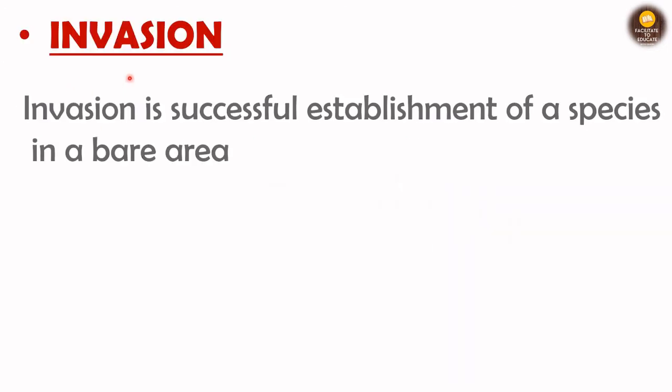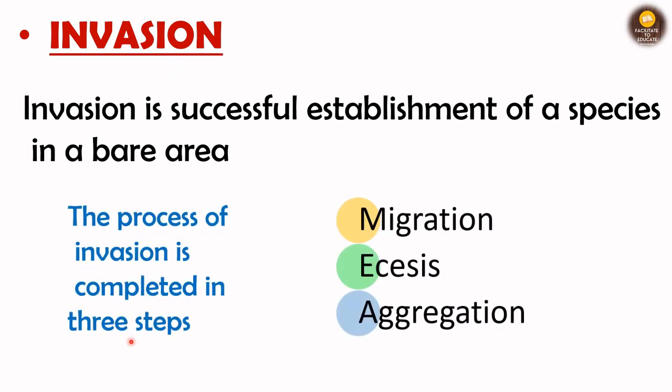The next step is invasion. Invasion means the successful establishment of a species in a bare area. Now the area has been formed, and some species will come there and establish itself. But invasion also happens in three steps. What are they? Migration, ecesis, and aggregation. So we'll talk about all of these processes one by one.